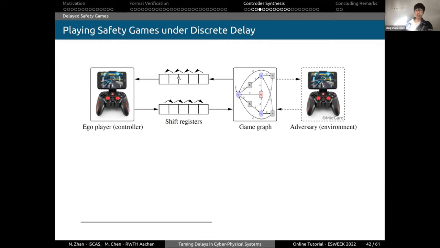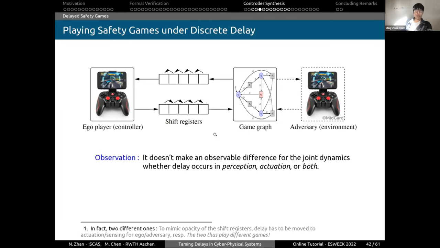We can model this as a kind of shift register, so the information will be piped into such a queue, and after 5 units of time, it will reach the ego player. And similarly, for the upward link, the action of the controller may also take a few steps of delay until it can really take effect in the game graph.